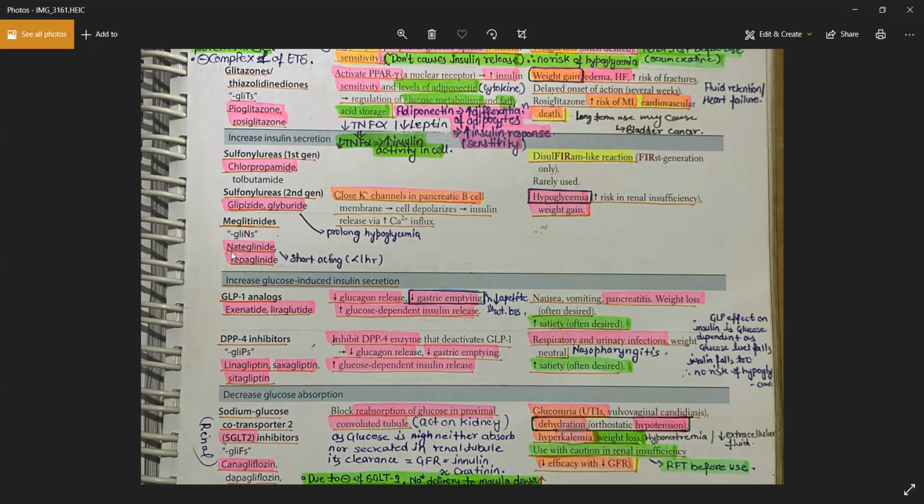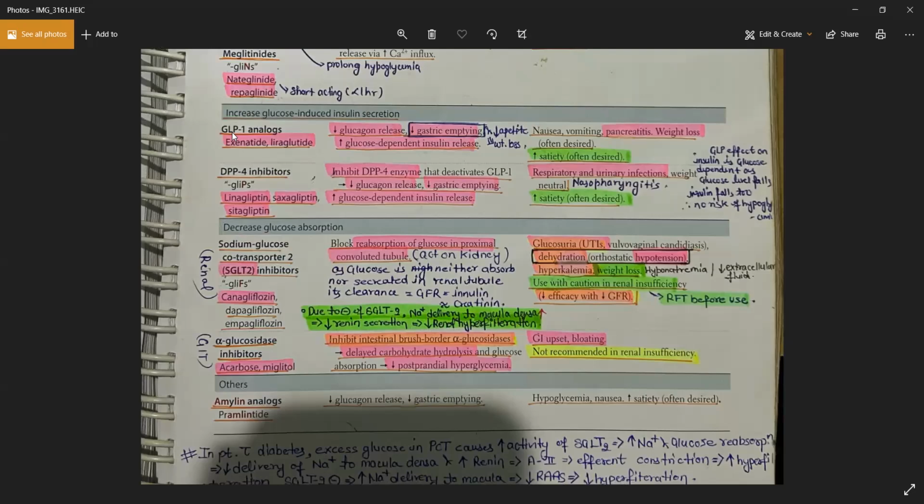Any doubt on the sulfonylureas and the glinides? Yes, sir. Is the weight gain physiological or psychological? For sulfonylureas, is it like, I'm hypoglycemic so I will eat more food? Yeah, both things. First, the insulin itself can cause weight gain, and second, because of the behavioral changes, the patient will eat more, so they can gain weight. Both things. All right, thank you.